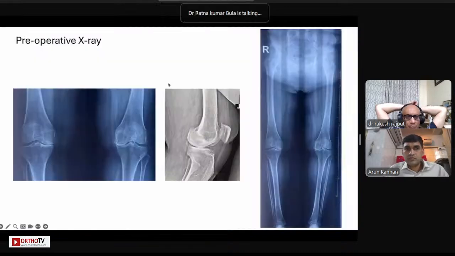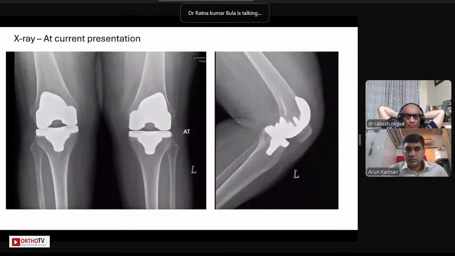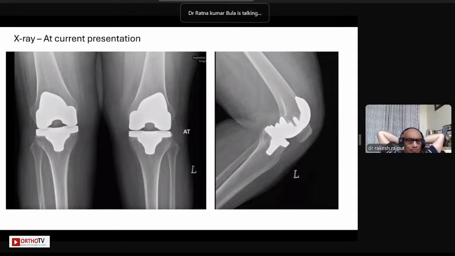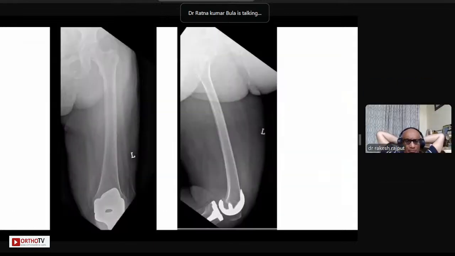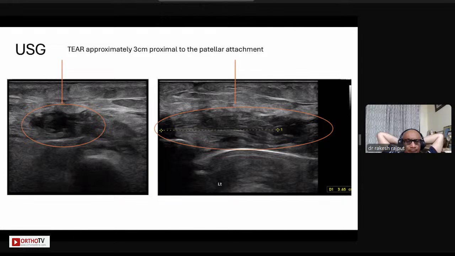So investigations: this is the initial preoperative X-ray before the bilateral knee arthroplasty. This is the left side immediate postoperative X-ray. And this is the current X-ray which she has come with. The components look well aligned. The full length femur X-ray shows no bony injuries. So we went ahead and got an ultrasound done. Ultrasound showed a tear in the quadriceps tendon, approximately 4 centimeters, and 3 centimeters proximal to the patellar superior pole.